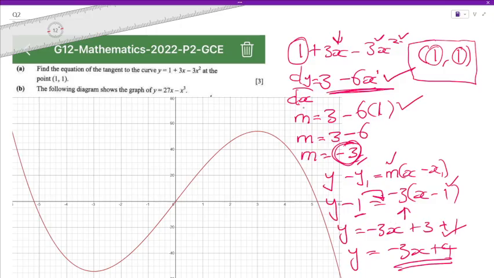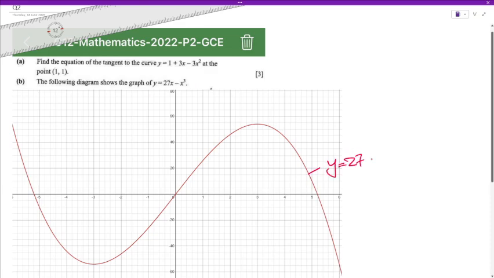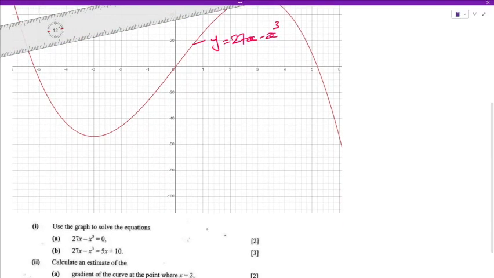Okay, we proceed to the next one, which is now this graph. The equation of the graph is y is equal to 27x minus x cubed. Actually, let me write it in words so that I can reserve space for the solutions. So y is equal to 27x minus x cubed. That's the equation for the graph. We got the questions. The first question is asking us to use the graph to solve the equation. Same format as the previous one. This is the one we're trying to solve.